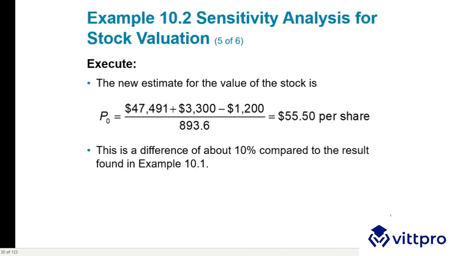So the previous price was 50%. Now the new price will come to 55%, right? So there's a difference of about 10%. A 1% decrease in the operating expenses will increase the value of the share by 10%. And the same goes true if the operating expenses increase by 1%, i.e. the profitability drops by 1%, the share price will also drop by 10%. So that's how you look at it.